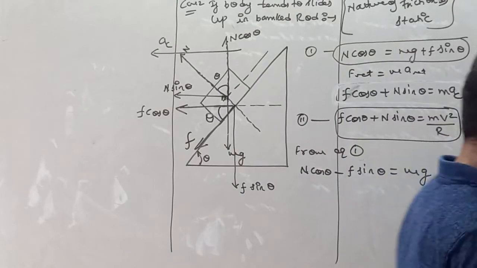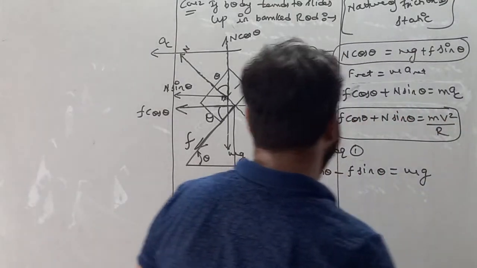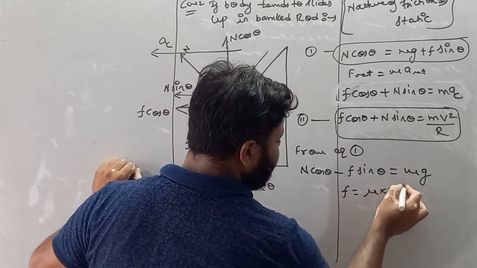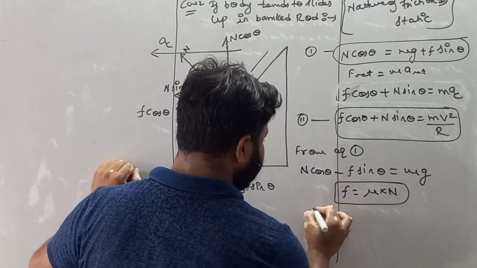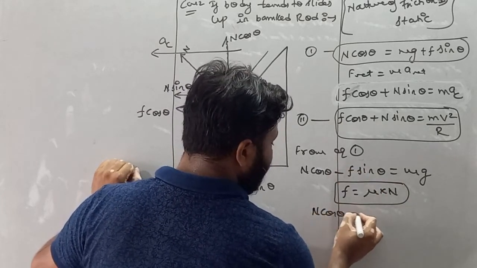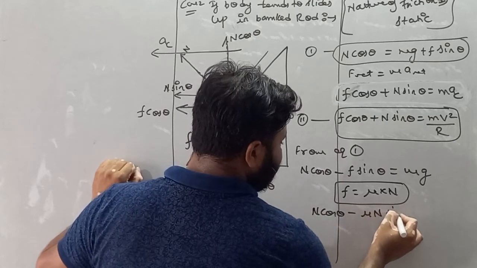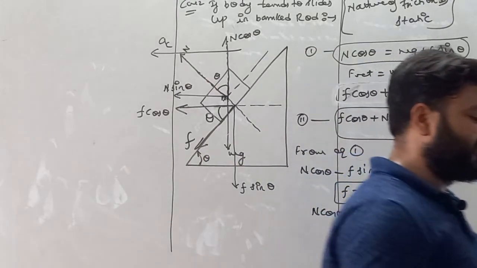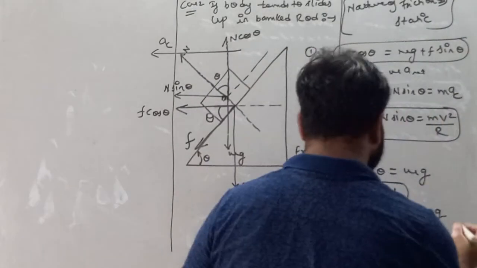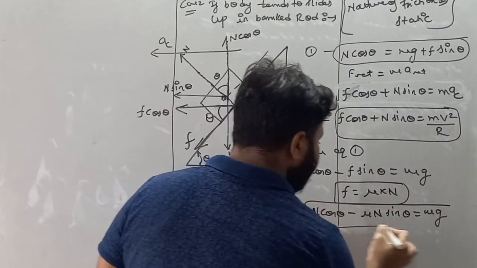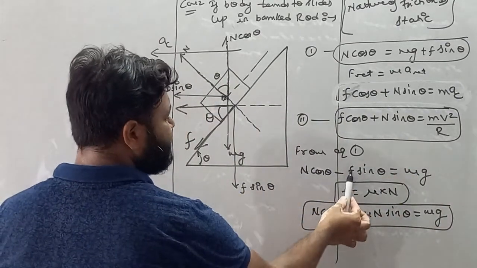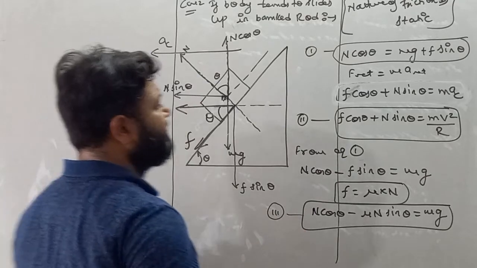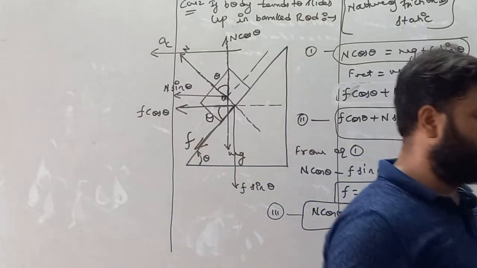Now we all know that friction is nothing but static, so instead of friction we can write mu into n. So I am writing here n cos theta minus mu n sin theta equals mg. I hope you all understand this concept, my dear student, as well. So let's suppose this is equation number 3. Moving forward to equation number 2.